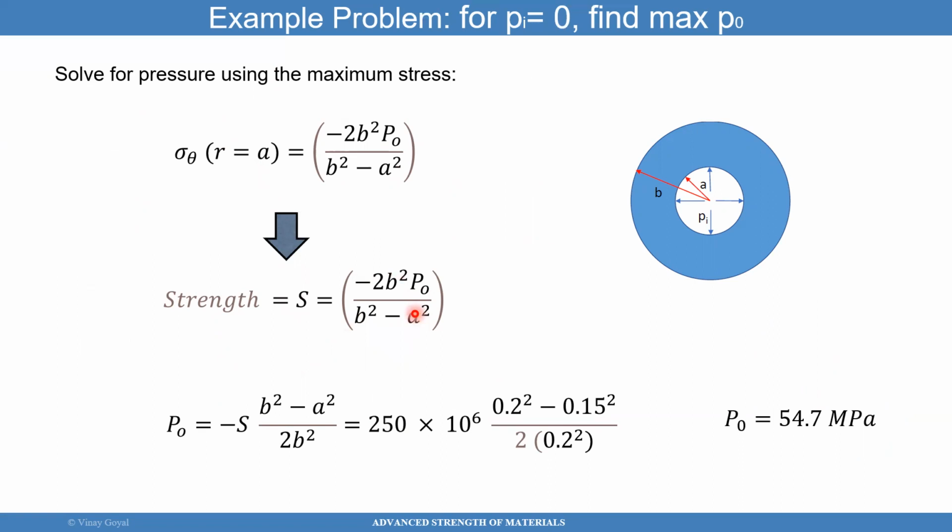Now, typically the strength in compression is higher than the strength in tension. Obviously, this whole thing is in compression. But in this case, they give you a single value of 250. So just use that. So that's 250. The strength is this. And then you plug in all these numbers and you get the pressure of 54.7. So you can see the pressure that fails the cylinder is lower in external pressure than internal pressure.